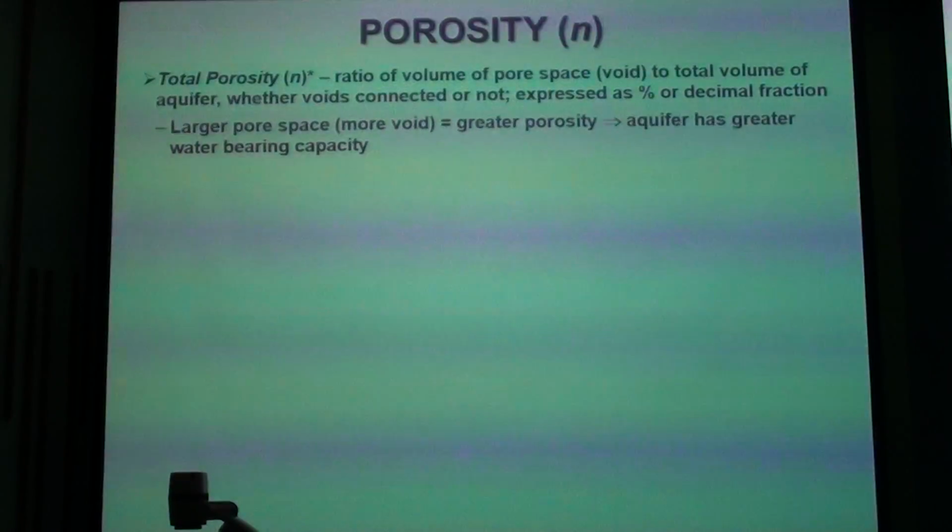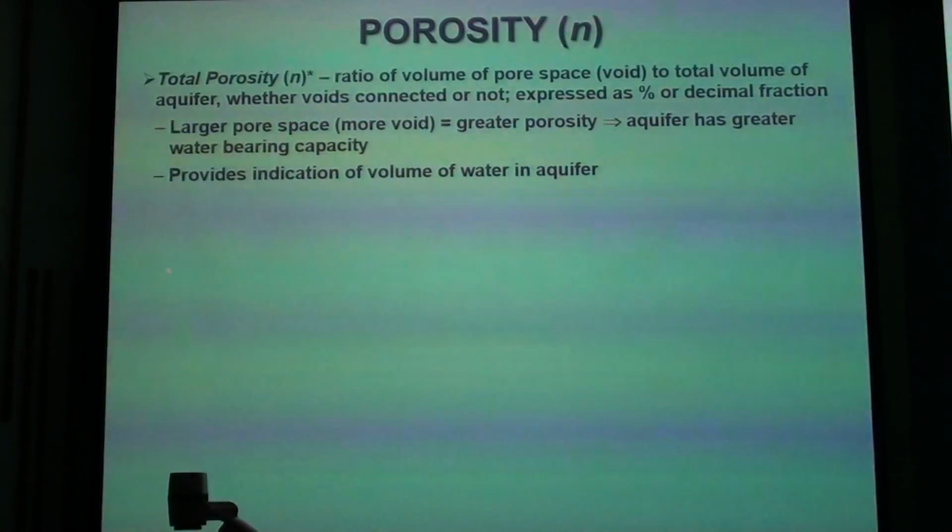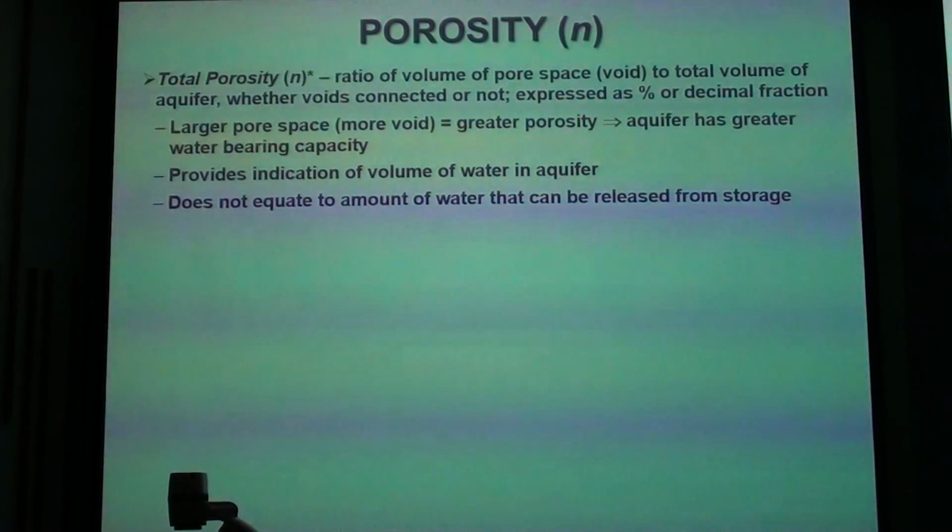Of course, obviously, the larger the void space, the larger the pore space, the greater the porosity, then technically the better the aquifer should be. It should have a lot more water in it, and that water should be much easier to get out of the aquifer as well for a variety of reasons. It does provide an indication of the volume, so it's really important to know the porosity. It's generally the easiest thing to get. Different materials over time have been assessed, and you usually get tables of approximate porosities of various rock types depending on their properties. It doesn't equate to the amount of water that you can get out of it. When you start stressing the aquifer, it doesn't tell you that.